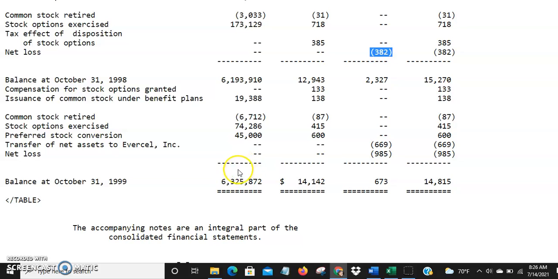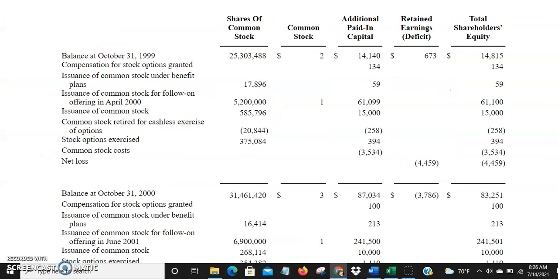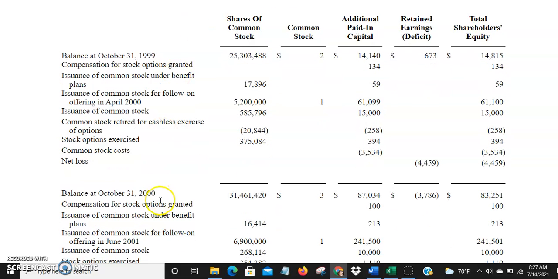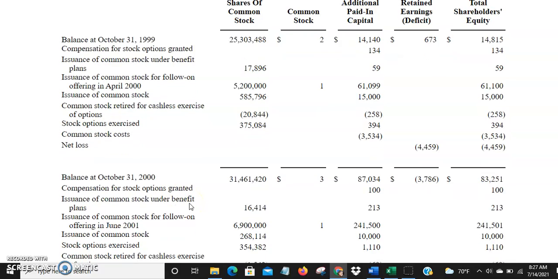And in the meanwhile, they kept increasing. So here you can see in its earlier years also, it has kept increasing the number of shares outstanding and kept generating. So what it means is they are issuing more shares and they are generating capital, and they are making loss. This is the year ending October 31st, 1999. Then I went and saw that year's stockholders' equity.